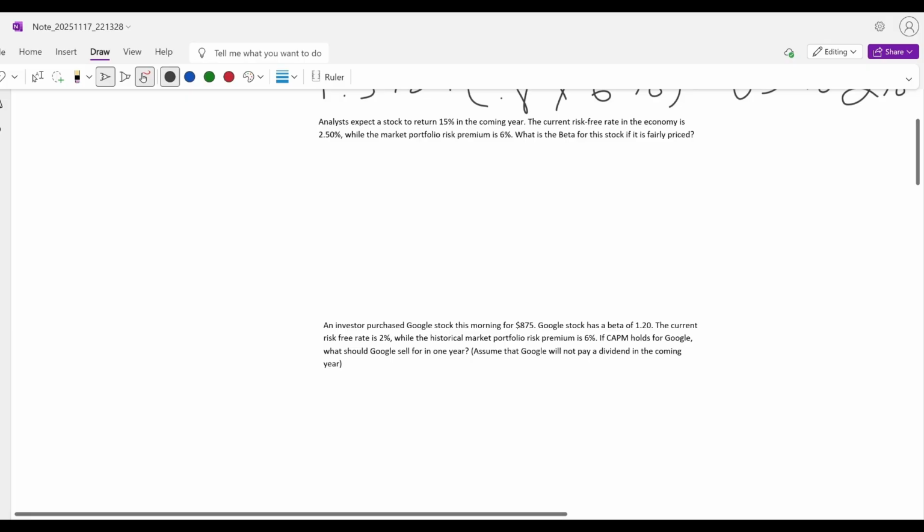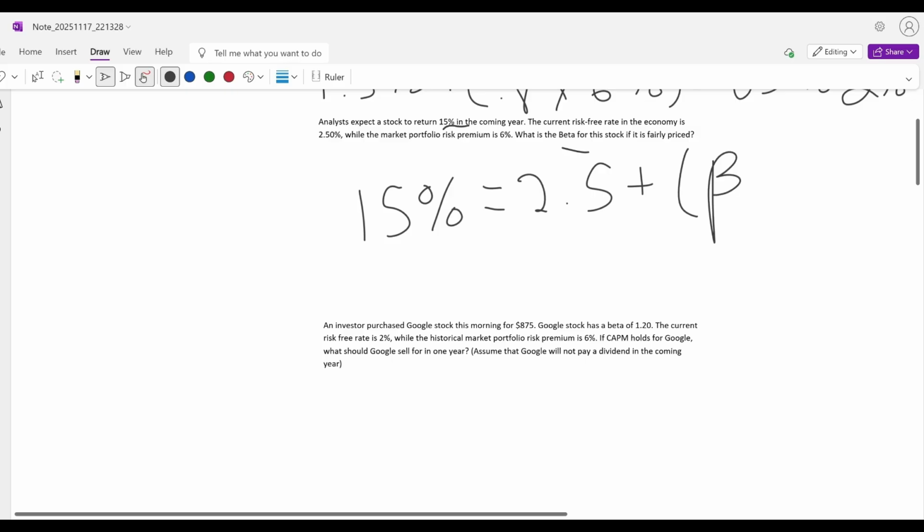So this is essentially what we just did, but instead of solving for that 15% stock return, we're going to be solving for the beta. And so this means that the 15% return is equal to that 2.5 risk-free rate, because remember the equation, risk-free rate plus your beta times your market risk premium. So your risk-free rate plus your beta, and we're looking for beta, so we don't know that, multiplied by your portfolio risk premium, which is 6%.